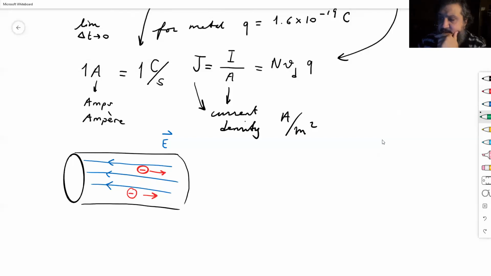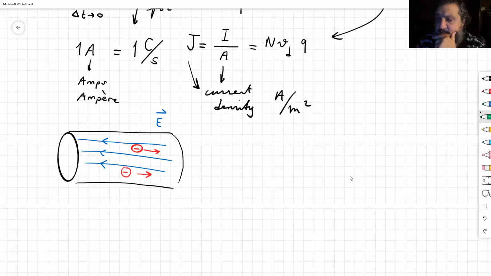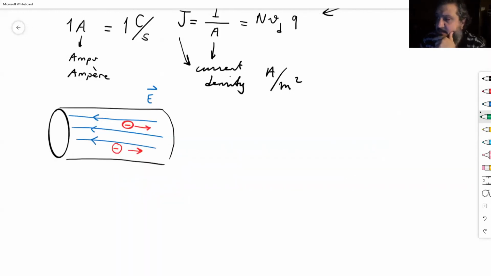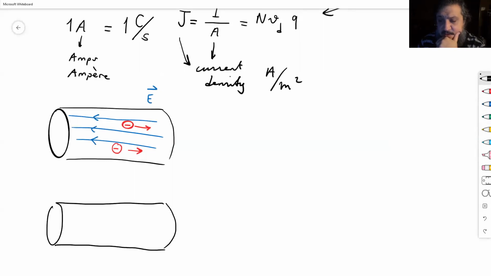Or let's wait for a second. What if I had positive charges now? Let's say in my container here, I have some ions, and these are positively charged particles.